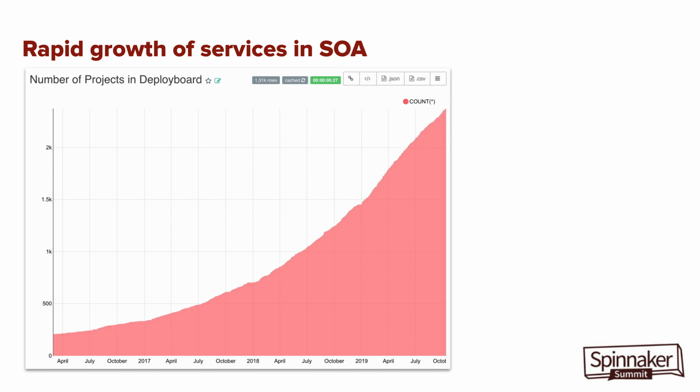So in SOA, we have a very rapid growth of services. This is the amount of services in deploy board. I would say about half of those are Kubernetes services. There's also Ruby gems, Java packages. So you can see in 2017, we had about 350 services. Right now, we are about 2,500. So it's really an explosive growth of microservices.